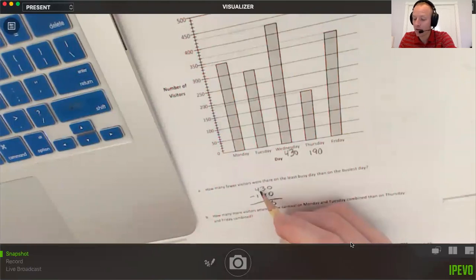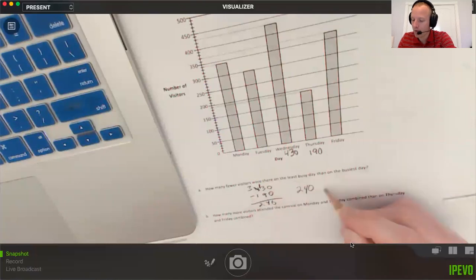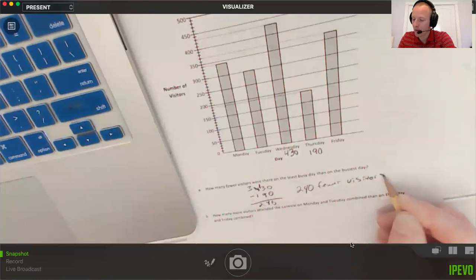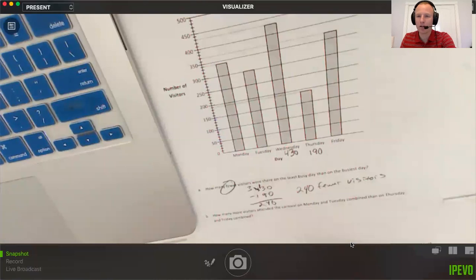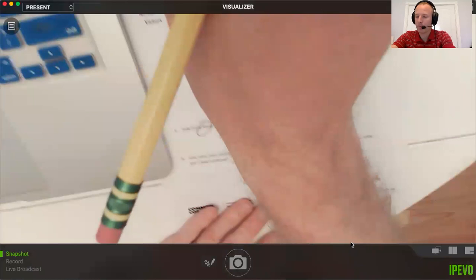0 minus 0 is 0. 3 minus 9 I can't do, so I come over here and do some borrowing. 13 minus 9 is 4. 3 minus 1 is 2, so 240 fewer visitors. Notice I look at that word fewer in my problem, so I know what it is that I'm supposed to be answering when I complete this work.